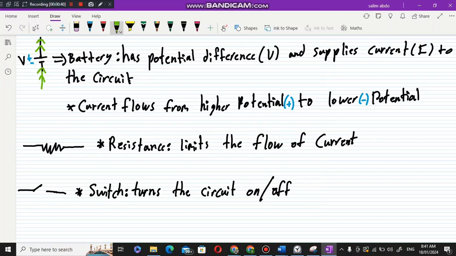Then we have resistance, which limits the flow of the current. Another thing to keep in mind is the polarity of the resistor, which part is positive and which part is negative. At this part, it's the first time the current encounters the resistor, so we put it as positive, and it exits from this part, so we put it as negative. And we have the switch, which turns the circuit on and off.